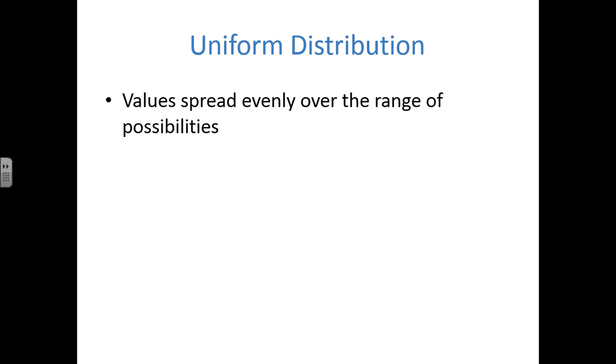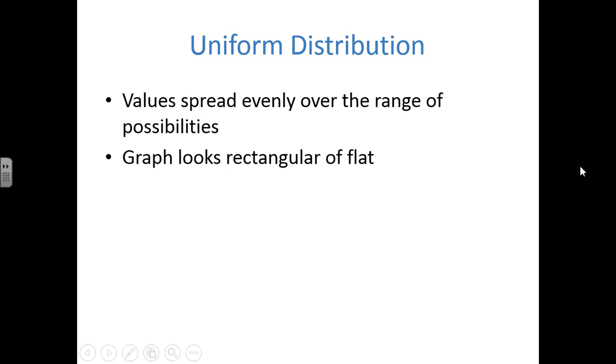Before we move on and look at the normal distribution, let's look at the other example we're looking at, which is the uniform probability distribution. The uniform probability distribution is a distribution such that all the values are spread out evenly over the range of possibilities. In other words, it's going to make a rectangle where the top is pretty much flat.